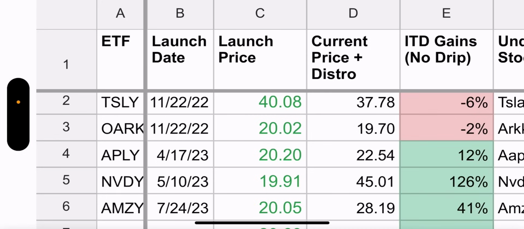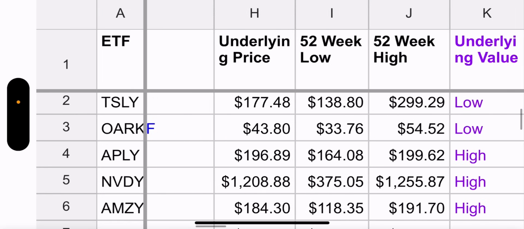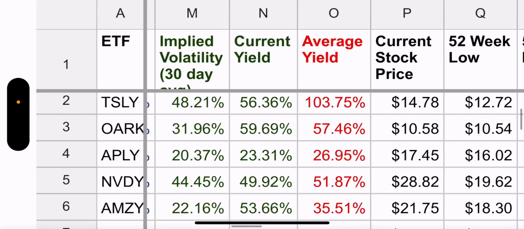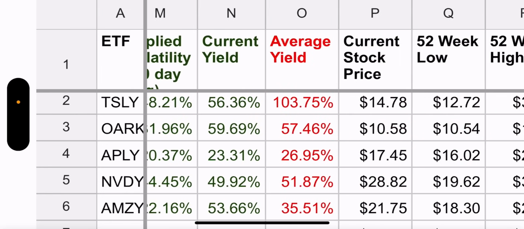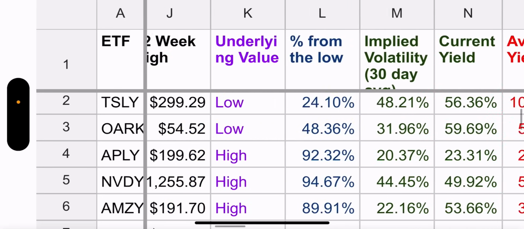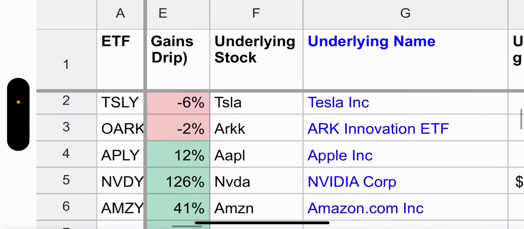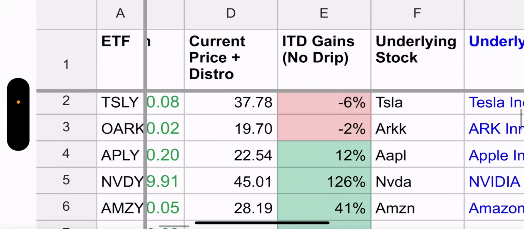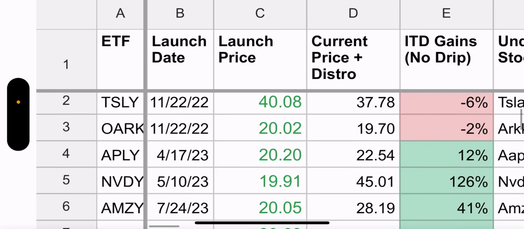Now, Apple did okay. They're up 12%, which is not fantastic. You would expect better from Apple. But again, what's the current price of Apple? Let's go to column P. Current price of Apple is $17. It's not that bad, actually. That's pretty good. But their IV is 20%. So that's why they're not producing much premium. At the same time, obviously, they're not as risky.